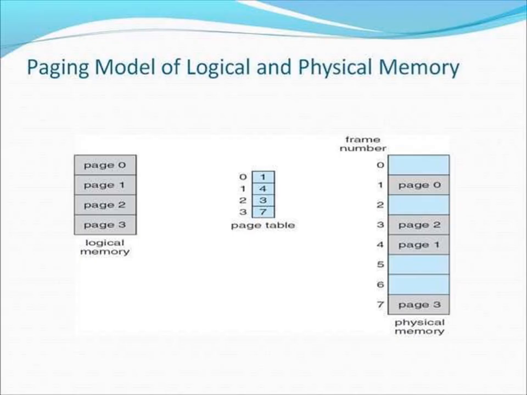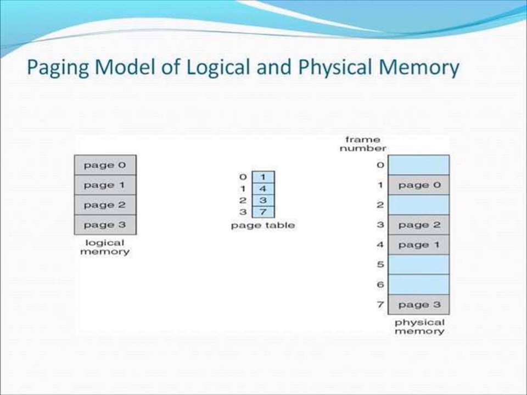So here you can see how it is being stored. The logical memory and the physical memory have been mapped. This page table is used to map the logical memory to the physical memory. In frame number 1 you have page 0, in frame number 3 you have page 2, in frame number 4 you have page 1, and in frame number 7 you have page 3. Like this it is being mapped, and the page table helps for it.